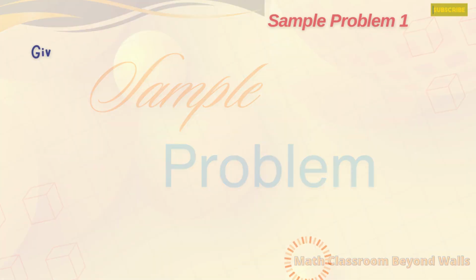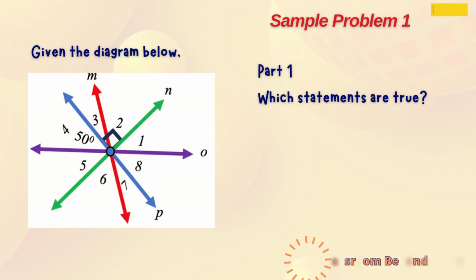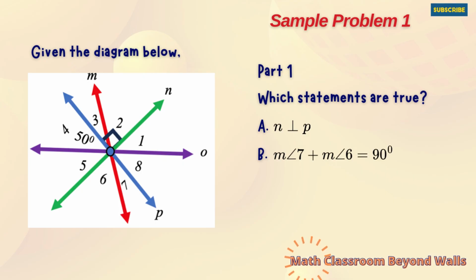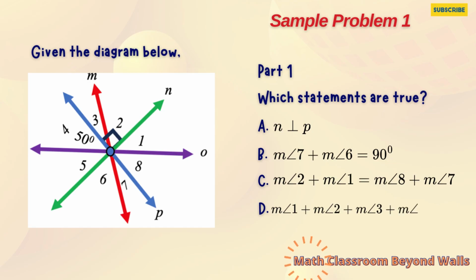Okay, let us do sample problem 1. Here is the problem. Given the diagram below, part 1, which statements are true? Option A, line N is perpendicular to line P. Option B, the measure of angle 7 plus the measure of angle 6 equals 90 degrees. Option C, the measure of angle 2 plus the measure of angle 1 equals the measure of angle 8 plus the measure of angle 7. Option D, the measure of angle 1 plus the measure of angle 2 plus the measure of angle 3 plus the measure of angle 4 equals 180 degrees.